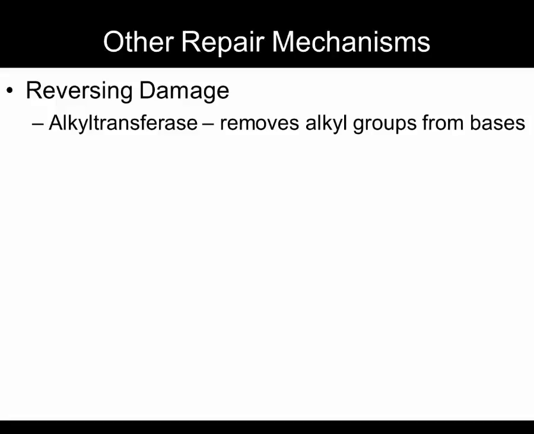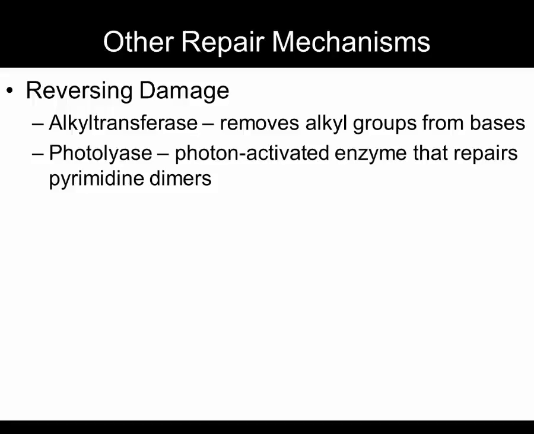There are a few other ways of repairing damage that we won't discuss in as much detail. One is direct reversal of the damage. For instance, the enzyme alkyl transferase directly removes the alkyl groups that are attached to bases by alkylating agents, and photolyase fixes the cyclobutane rings in pyrimidine dimers.